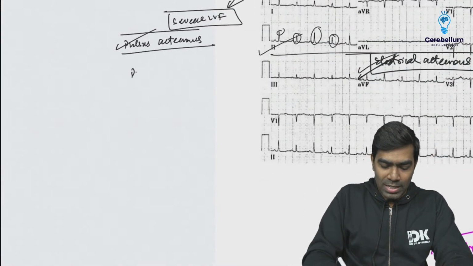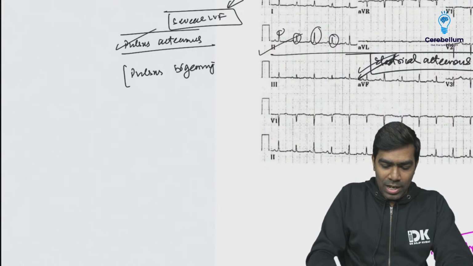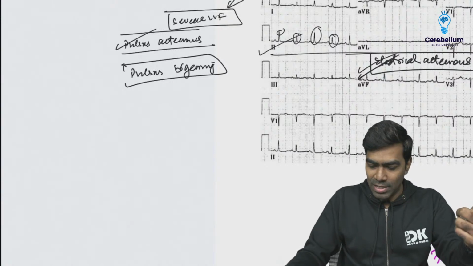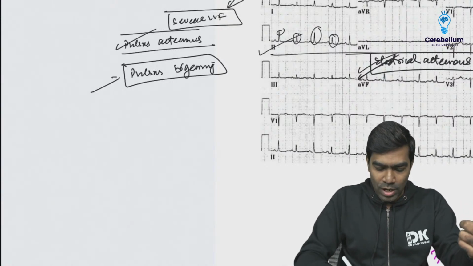And there is something called pulsus bigeminy. So what is pulsus bigeminy? That tends to occur in the setting of ventricular bigeminy. So this is the examination equivalent of ventricular bigeminy. So what do you see in ventricular bigeminy?